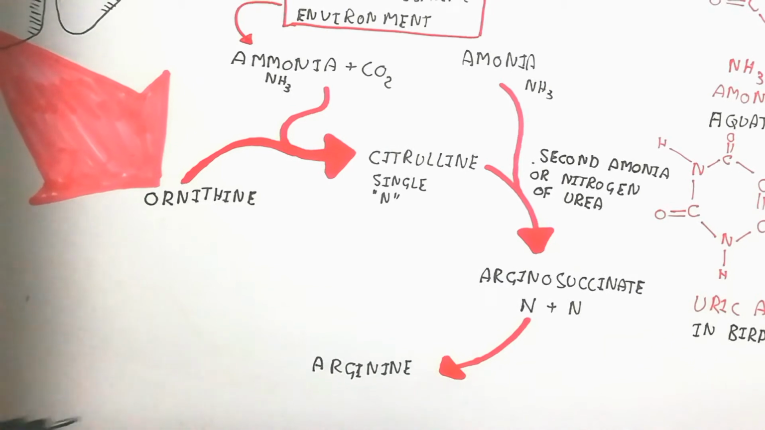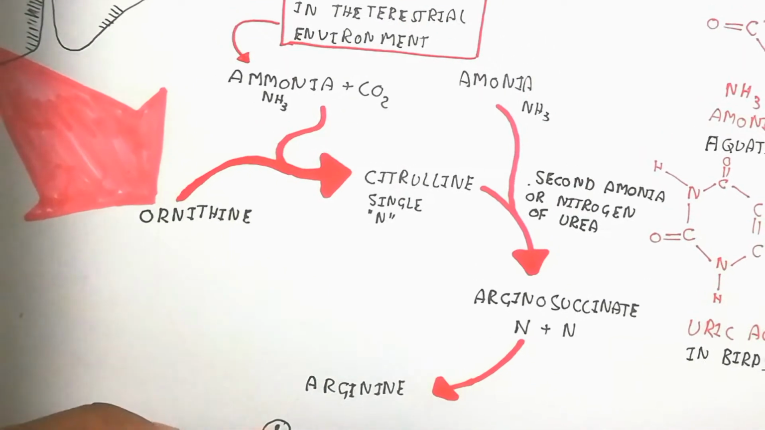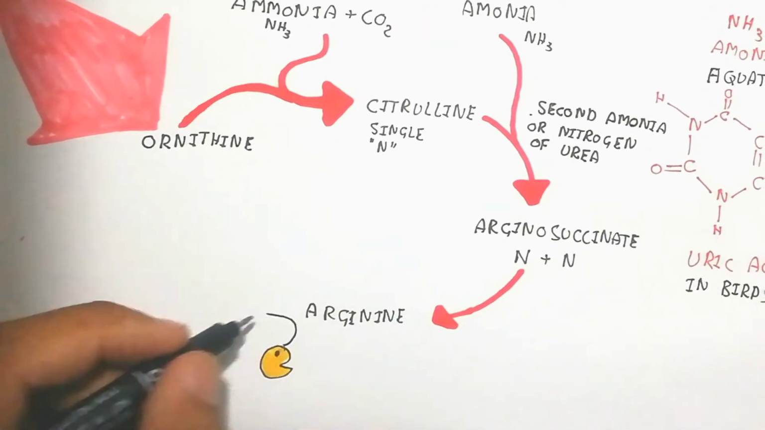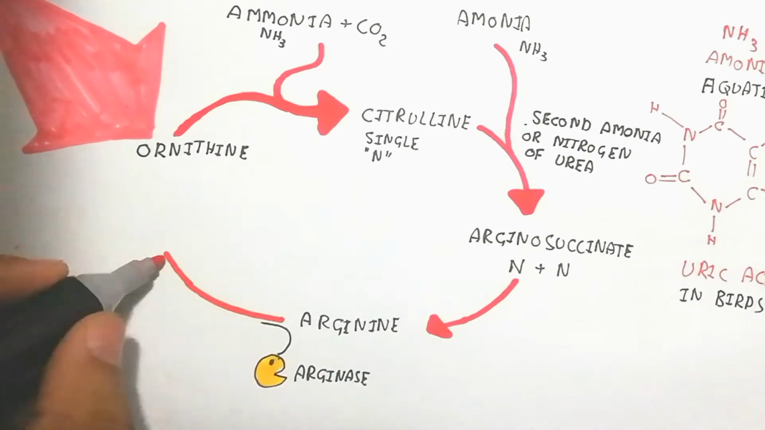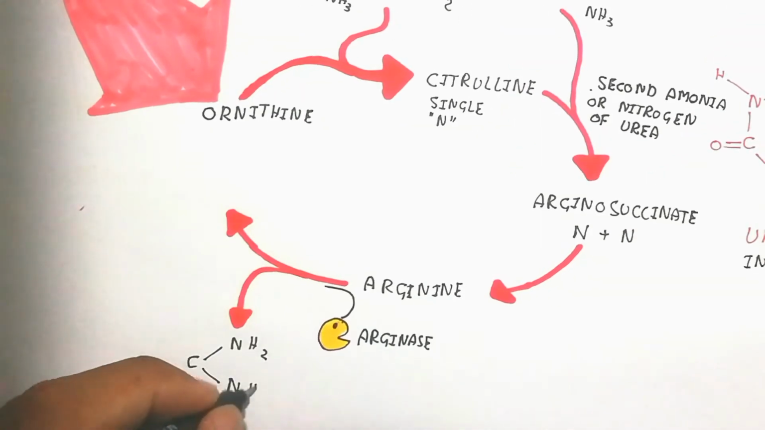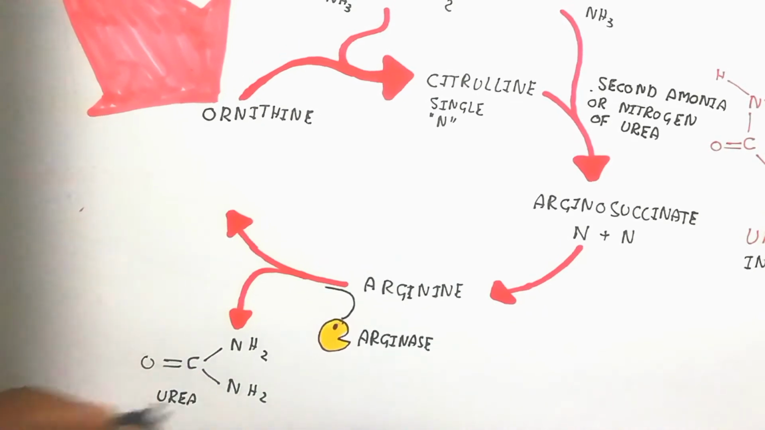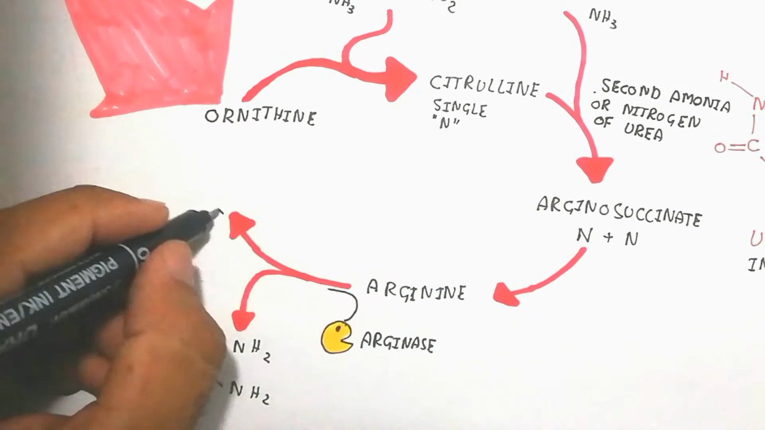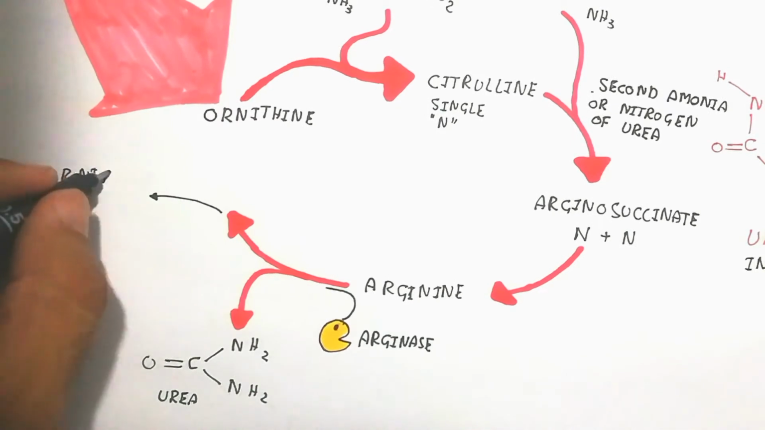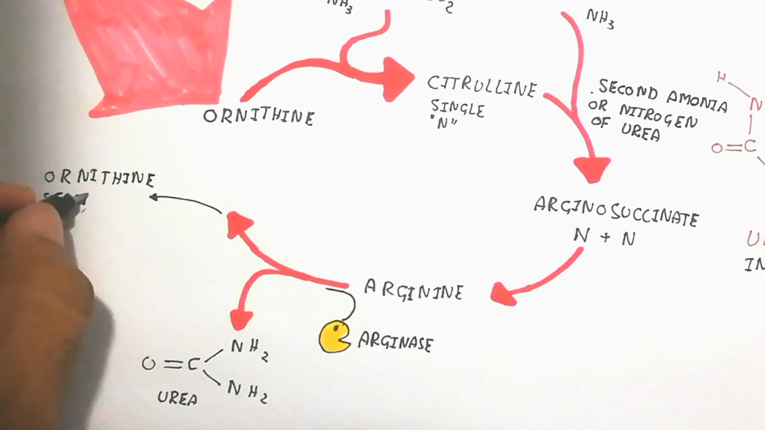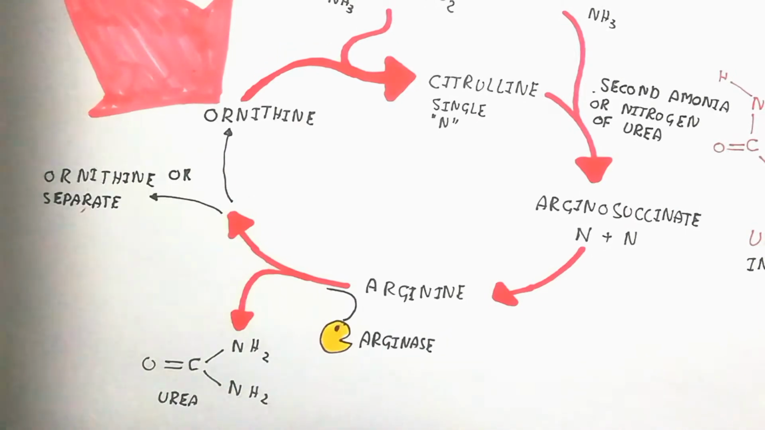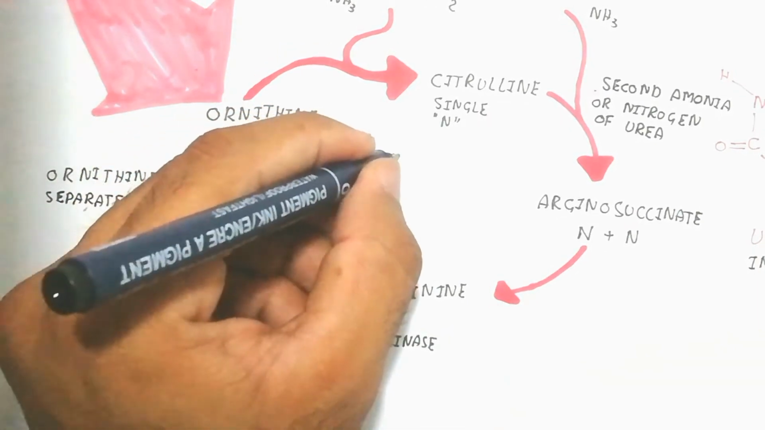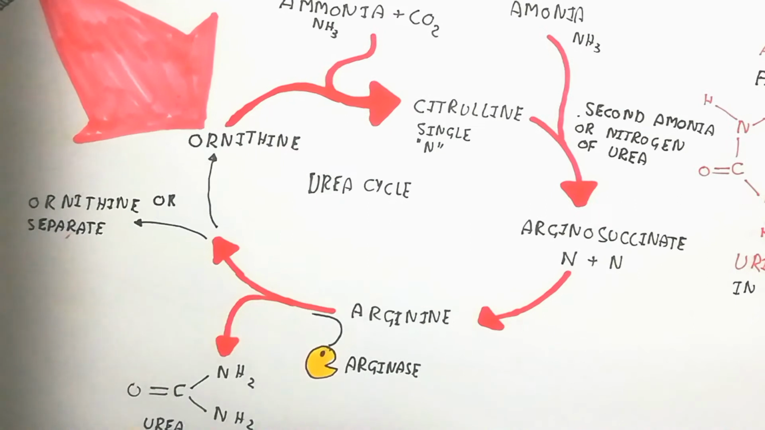And arginosuccinate, in the presence of some enzyme, is converted to arginine. Arginine is converted by the enzyme arginase to release the urea, and again ornithine will be separated, and that ornithine will remain for further processing in the cycle. So that is the true urea cycle.